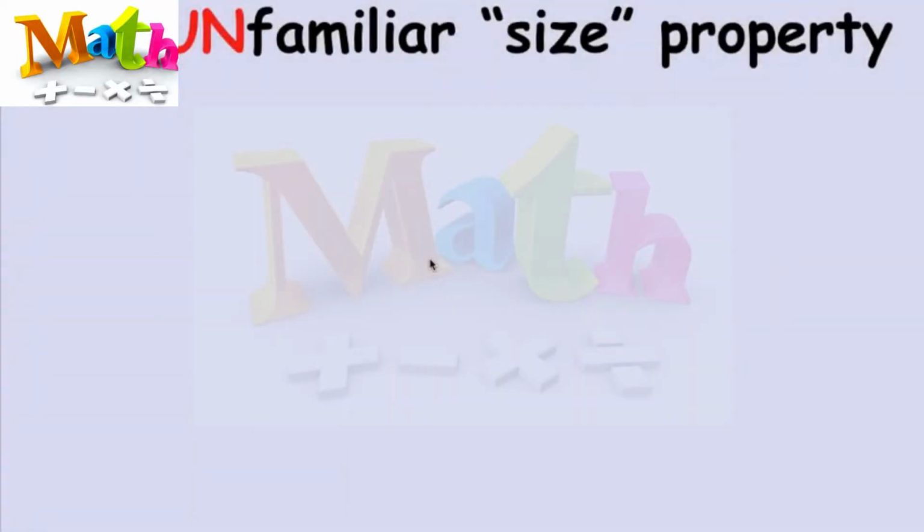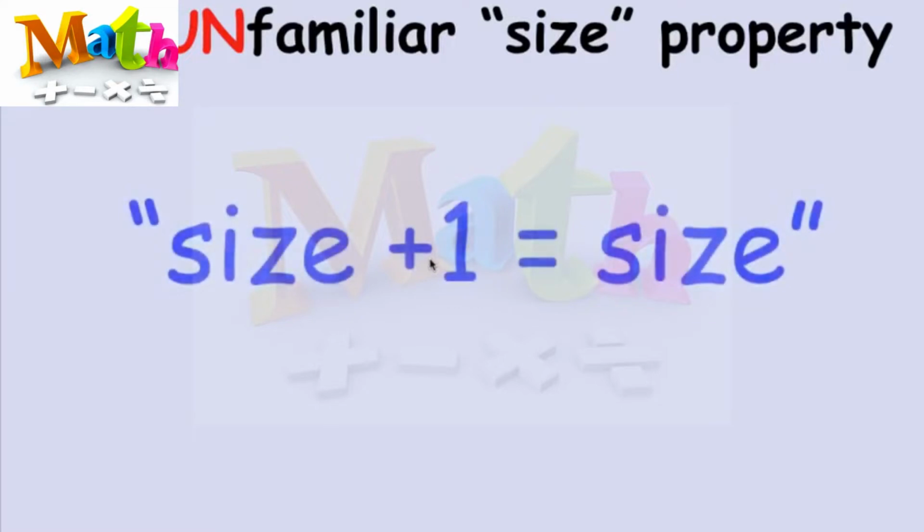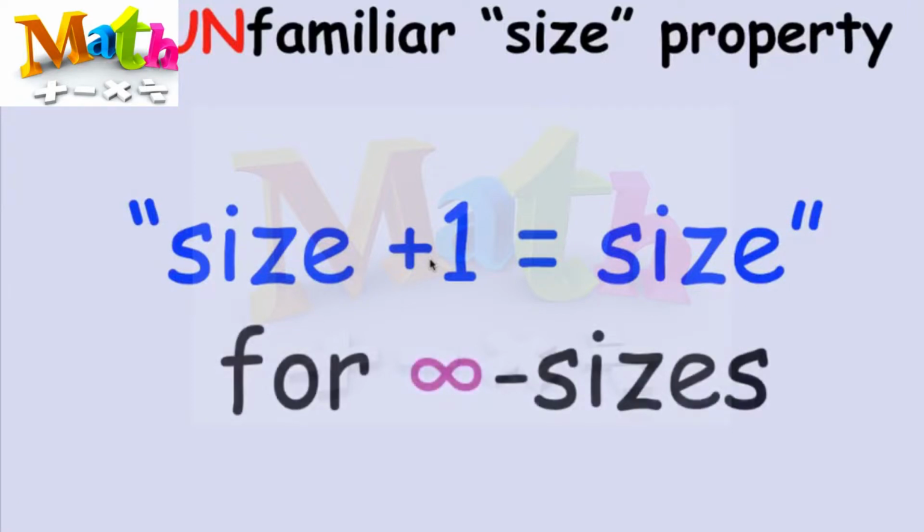Well, let's look at an unfamiliar size property, something that's not true of finite sets, where we have to start being careful and not just hand wave and use our intuition about finite sets. Namely, for infinite sizes, size plus 1 is equal to size. Now, what exactly does that mean? Well, let's just illustrate it with an example. In fact, in some ways, you could say the definition of an infinite set is that its size plus 1 is equal to its size.